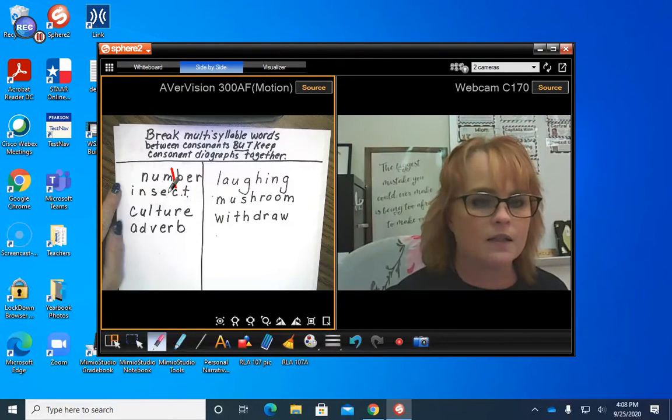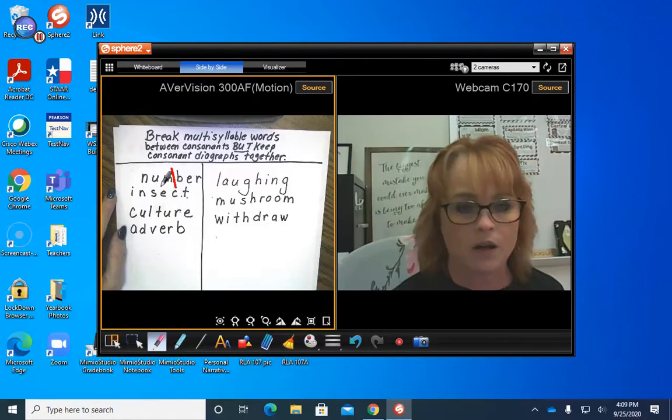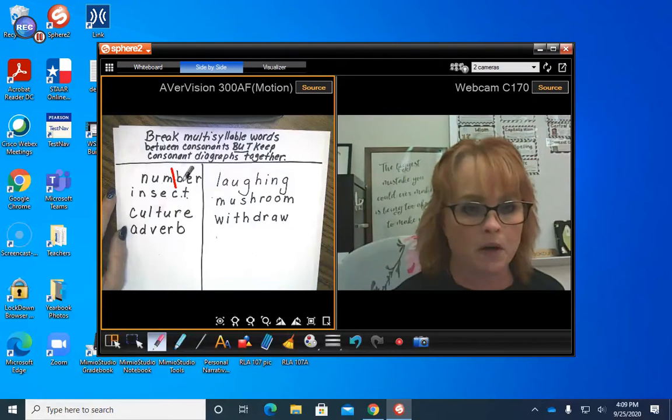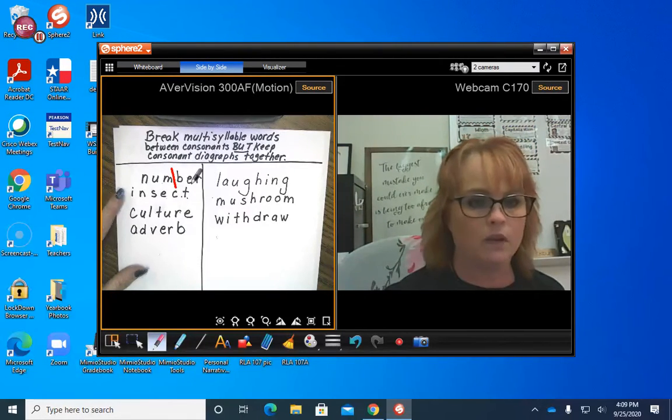And again, this is helpful because when we come to larger words with more than one syllable, and we don't know what the word is, if we know where to split it and break it into smaller chunks, then it's going to help us read the word. Number. Great. Okay, let's try another one. We have this word here.